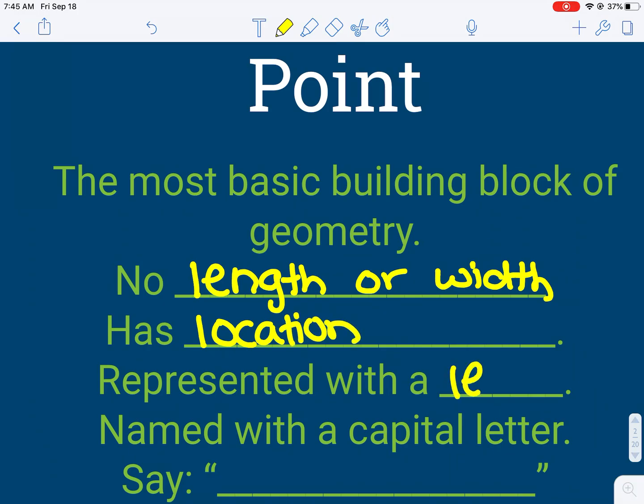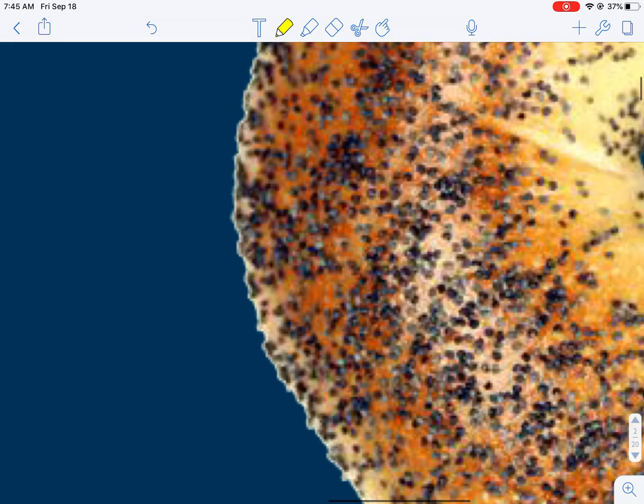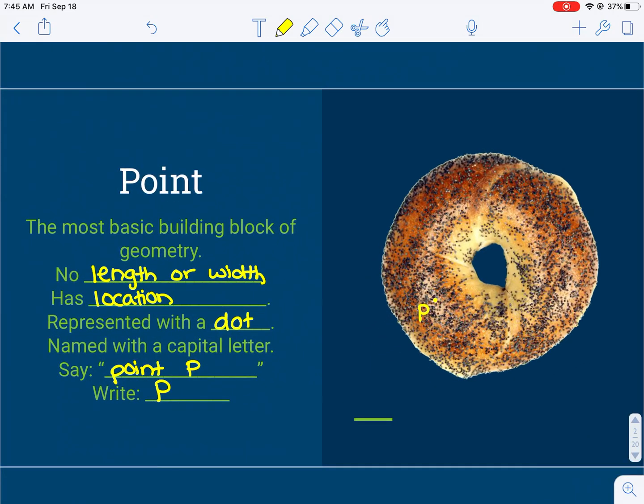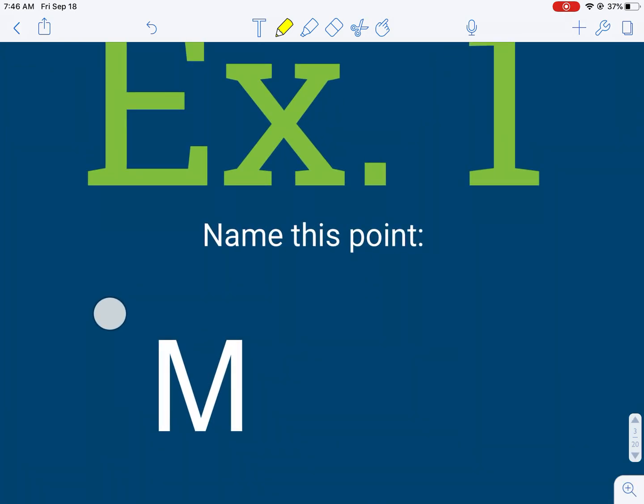And I represent it with a dot, sorry, I name it with a letter. So let's say I picked a point on my bagel, like this specific one, and I called it P. When I talk about it, I'm going to say point P. I'm going to write just the capital letter, though. So if I was asked to name this point, if I was writing it, I would just have to write the capital M. If I'm talking about it, I'm going to say point M.